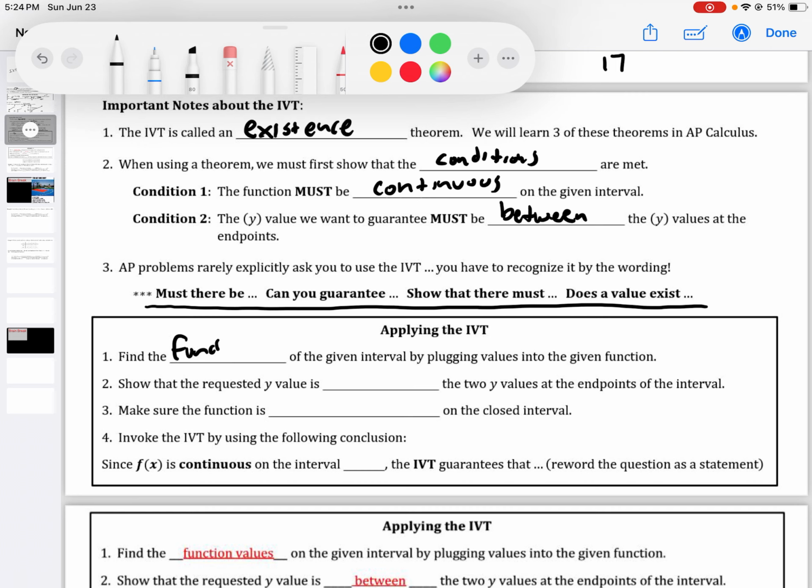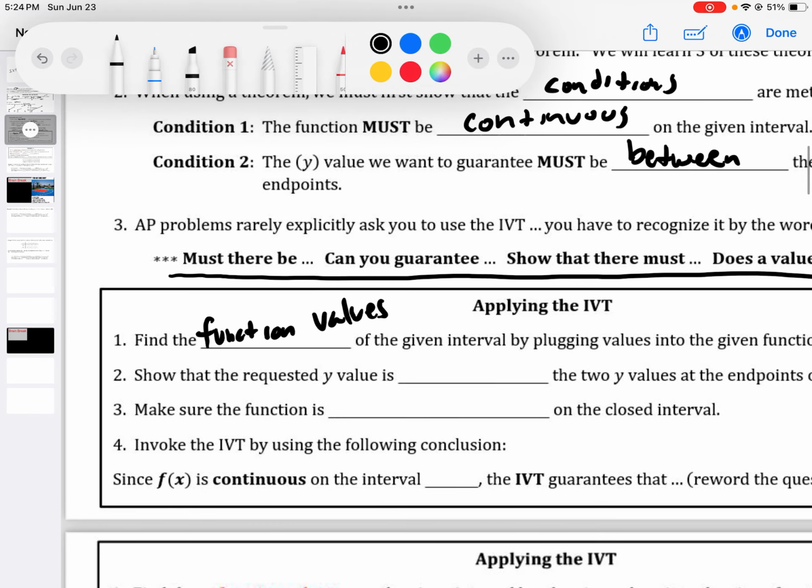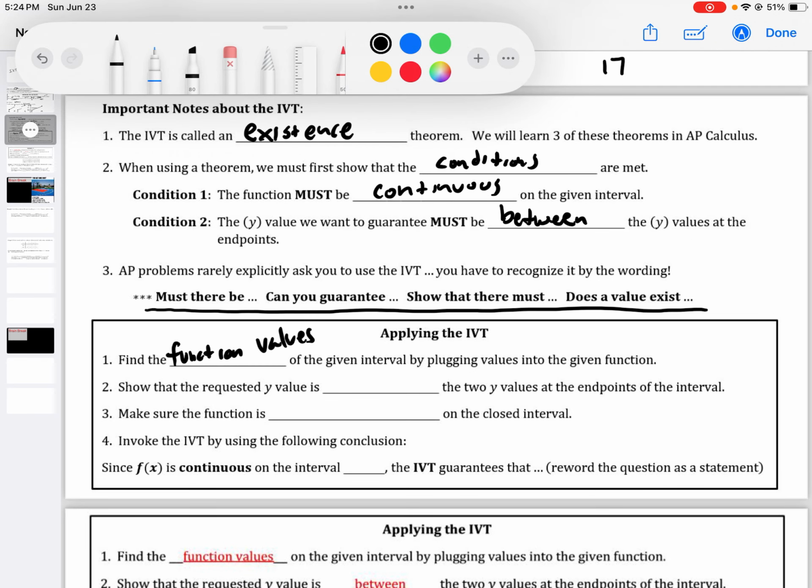All right, to apply the intermediate value theorem, we first have to find the function values on the given interval by plugging in the values into the function. So you're given the endpoints, the x's, plug those in, find the y's, and show that the requested y value is between, so just say it, between the two y values of the endpoints.